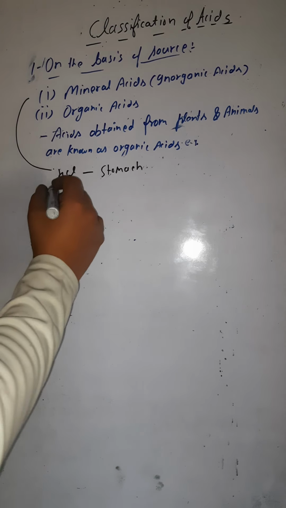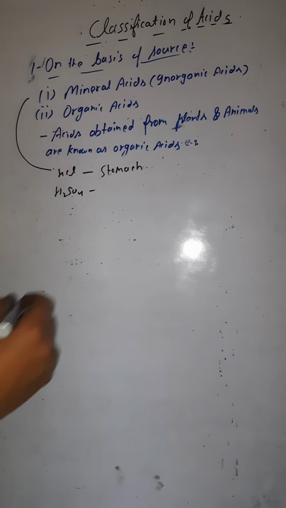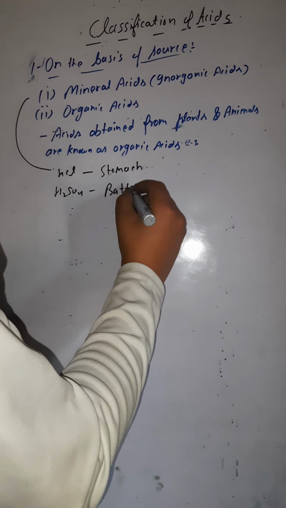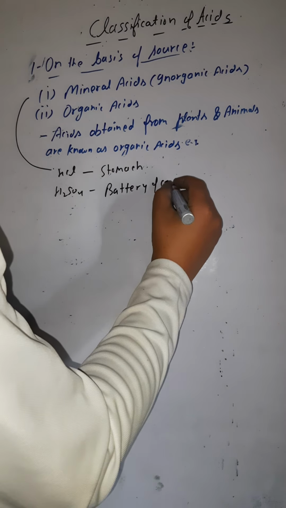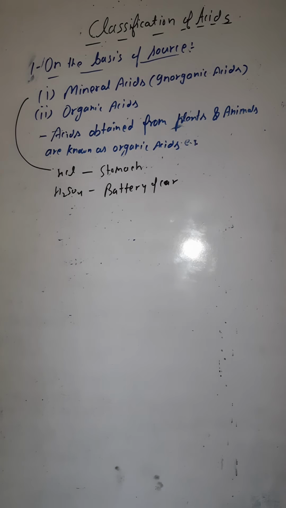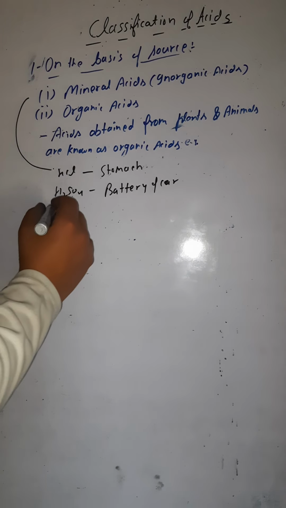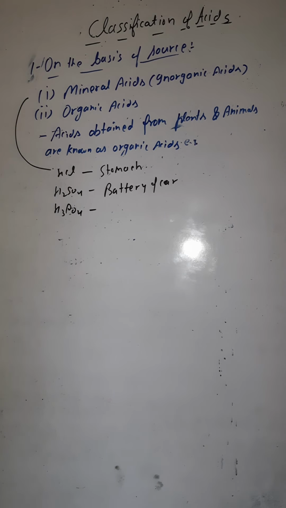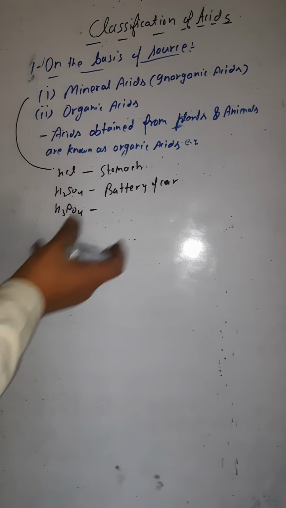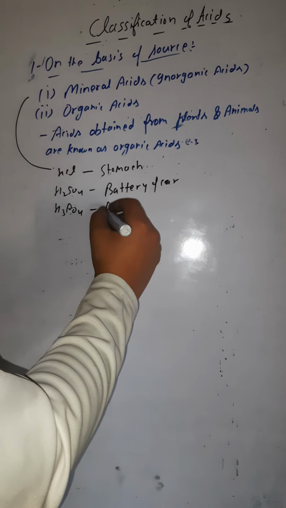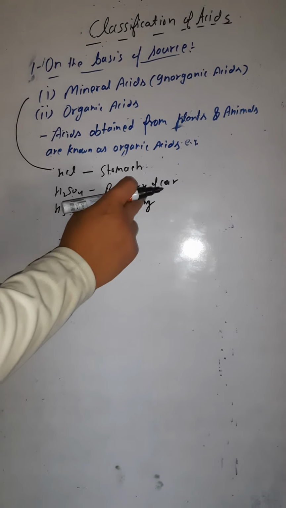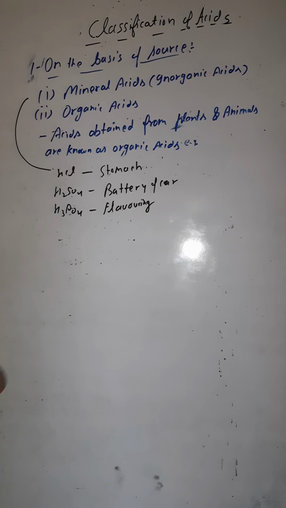Similarly, where would you find H2SO4? Can you tell me? Yes, in the car's battery. In the battery of a car, H2SO4 is there. Similarly, next is phosphoric acid, that is H3PO4. Where is it used? It is used for flavoring, to give flavor to food items. So here we are using phosphoric acid.